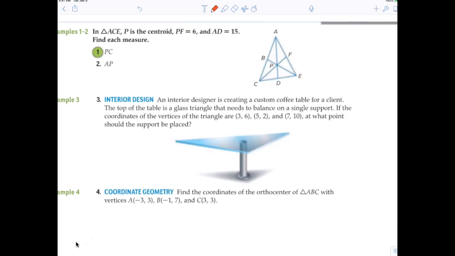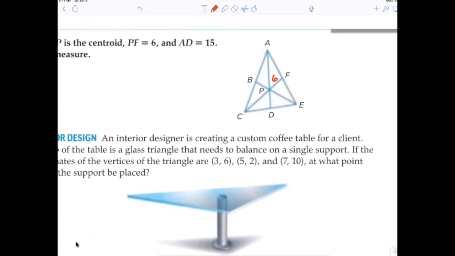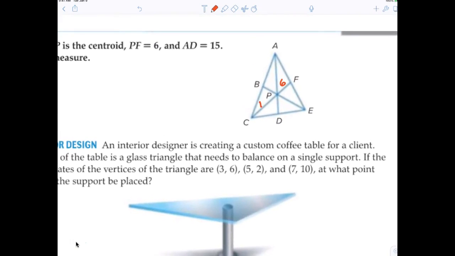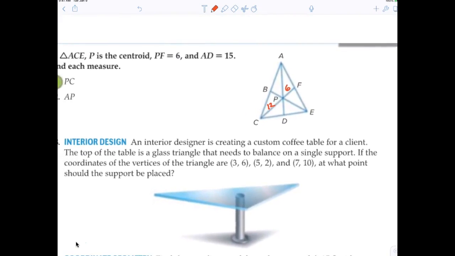So in triangle ACE, if P is the centroid and PF is 6, I'm going to mark 6 right here. I want somebody to tell me what PC has to be. 12. Easy as that, guys. PC is 12.